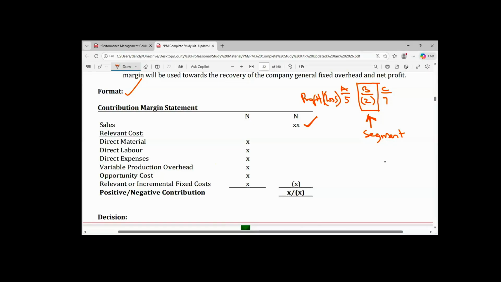Under the relevant cost, you are going to have direct material, direct labor, direct expenses, variable production overhead, opportunity costs, and direct, incremental, attributable, specific fixed costs. Any fixed cost that is relevant to the segment, you need to include it. You add up all the relevant costs. You then deduct the relevant cost from the sales value. Whatever you have thereafter will be your either positive or negative contribution.